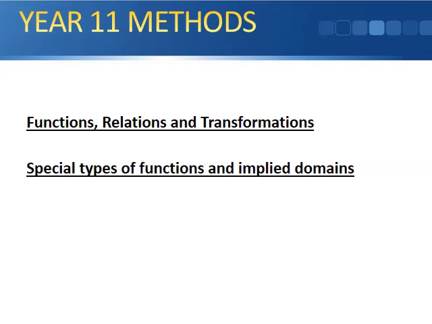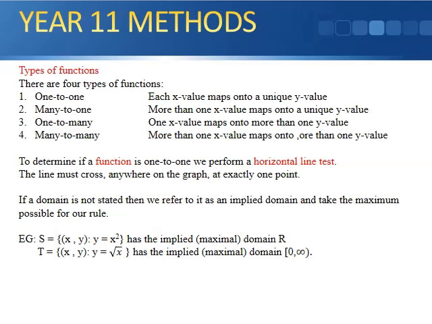Special types of functions and the implied domain. So the type of functions that we can have, there's 4 different types. The one-to-one, where one x value maps onto one y value. Many-to-one, so more than one x maps onto one y value. One-to-many, one x maps onto more than one y. And many-to-many, more than one x maps onto more than one y. That should be the word more.